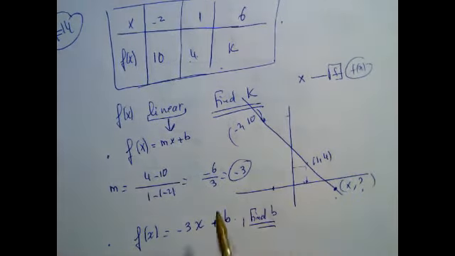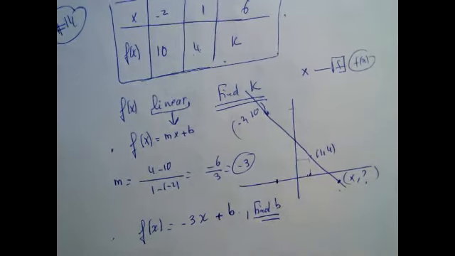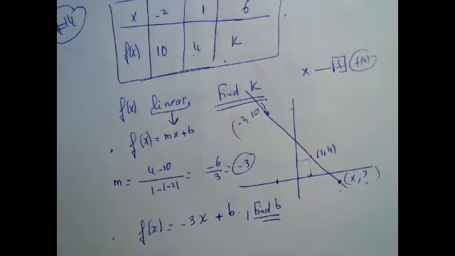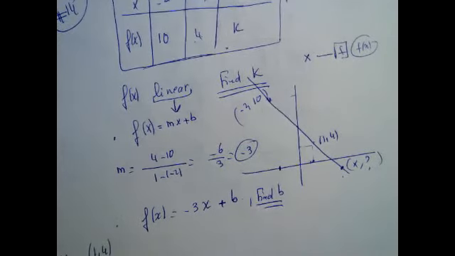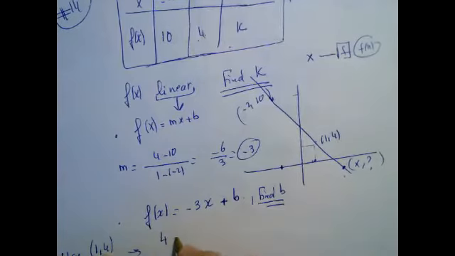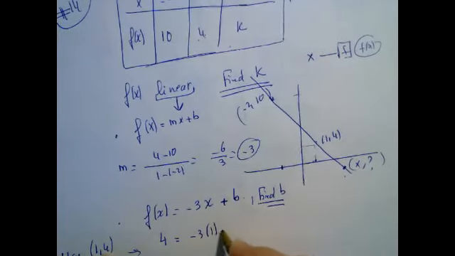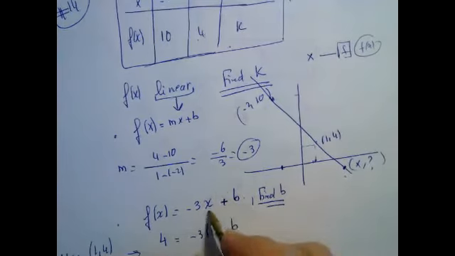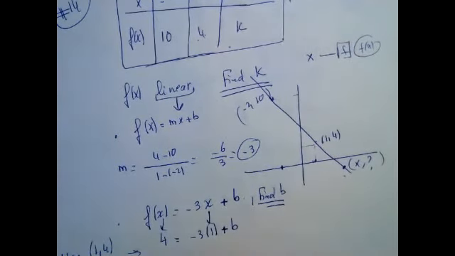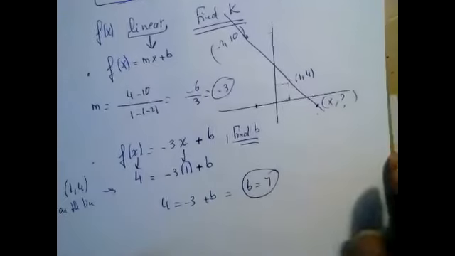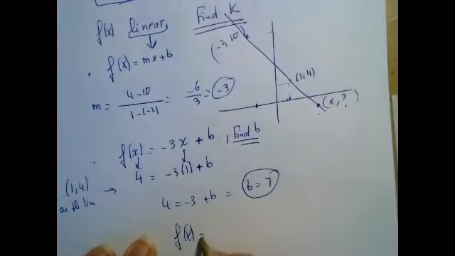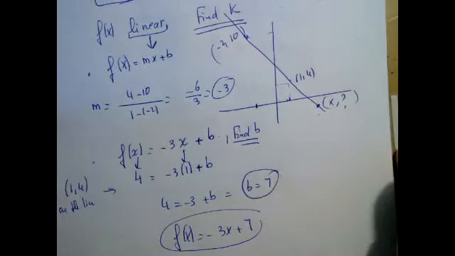I said to myself, okay, -2. I'm going to say to myself, the point 1, 4 is on the line. What does it mean? It means if x is 1, y is 4. If x is 1, the output is 4. And then this helped me solve for b. B equal to 7. So the formula will become -3x plus 7. And now I want my k.